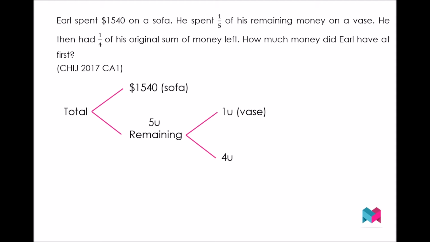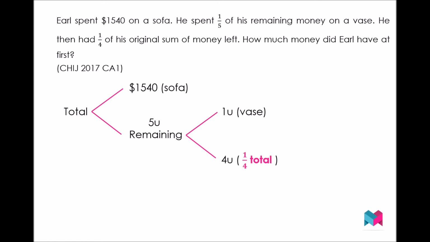We were told in the second sentence of the question that O spent 1/5 of his remaining money on the vase. This means that the remaining money must be represented by 5 units, and he used 1 unit on the vase, leaving 4 units left in the end. So we will label the remaining portion as 5 units, and then we will label the vase as 1 unit, and then 4 units as the amount we have in the end.